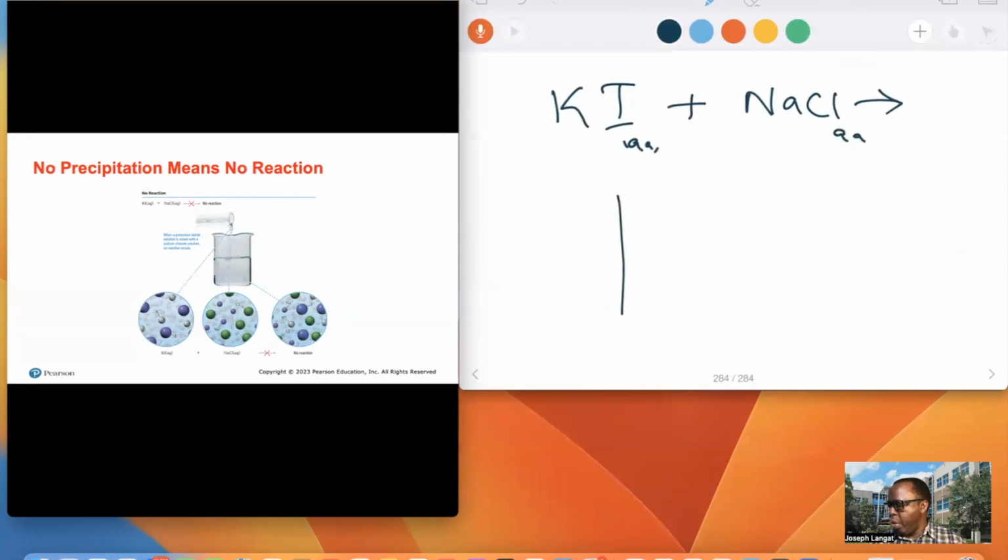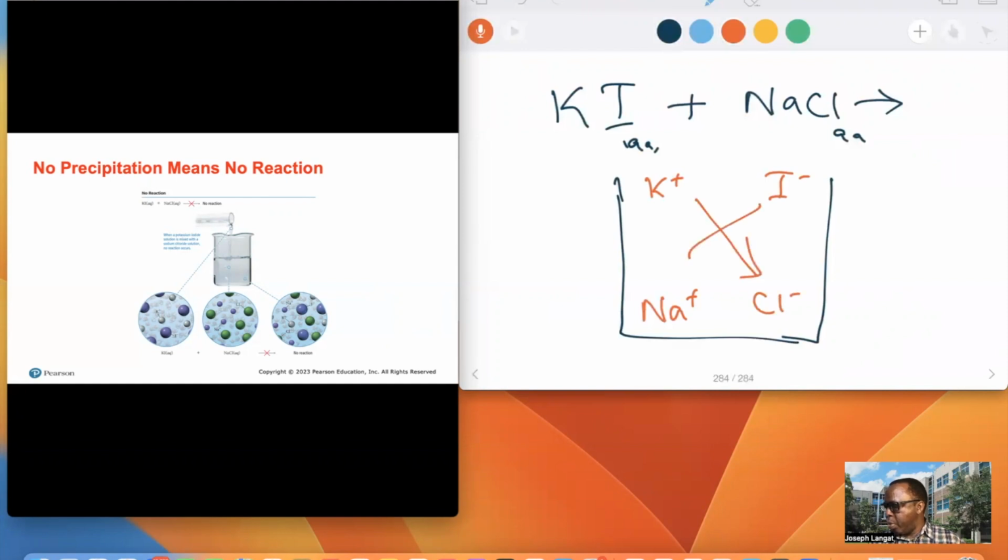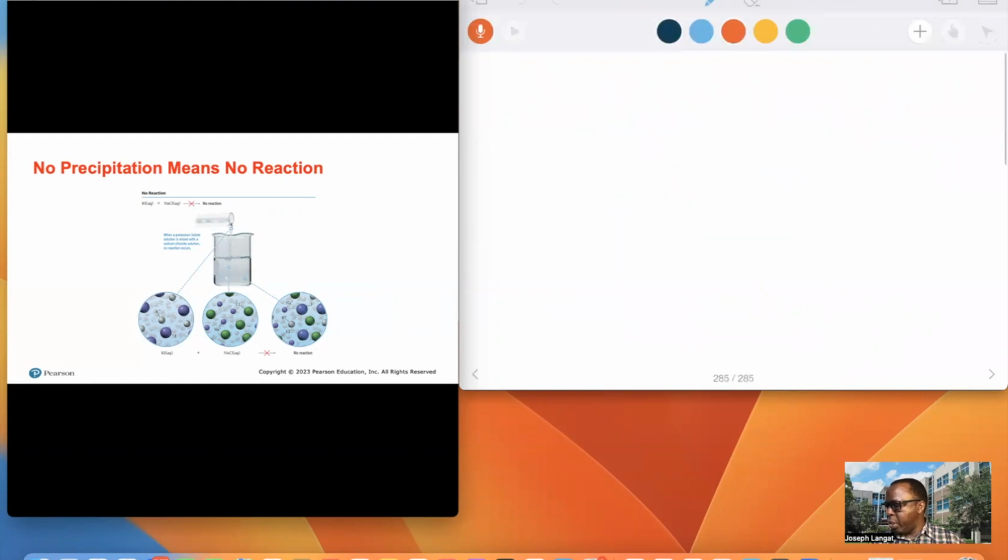If we assume that the cations exchange the anions, this is potassium, and then there is iodide there, and sodium positive, chloride negative there. It's a double replacement reaction, and we end up with KCl plus NaI, like that. You cannot just assume that it is solid.